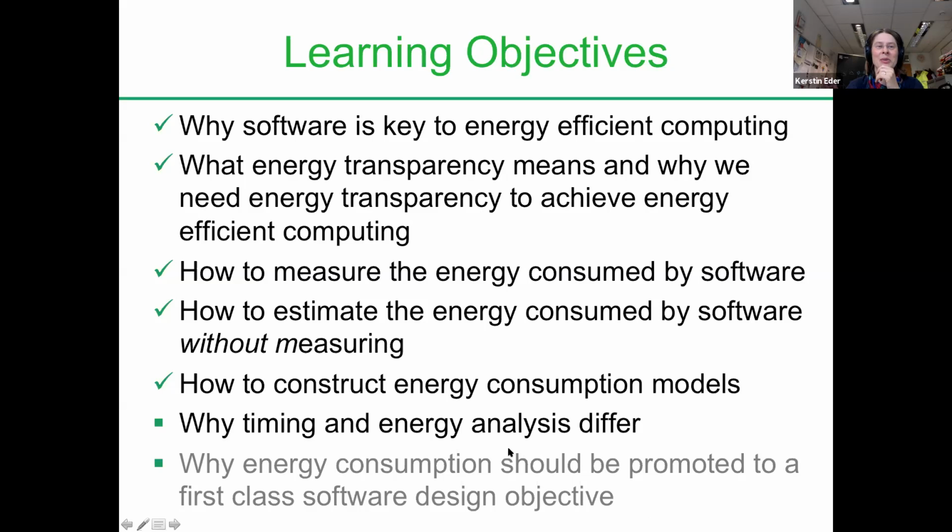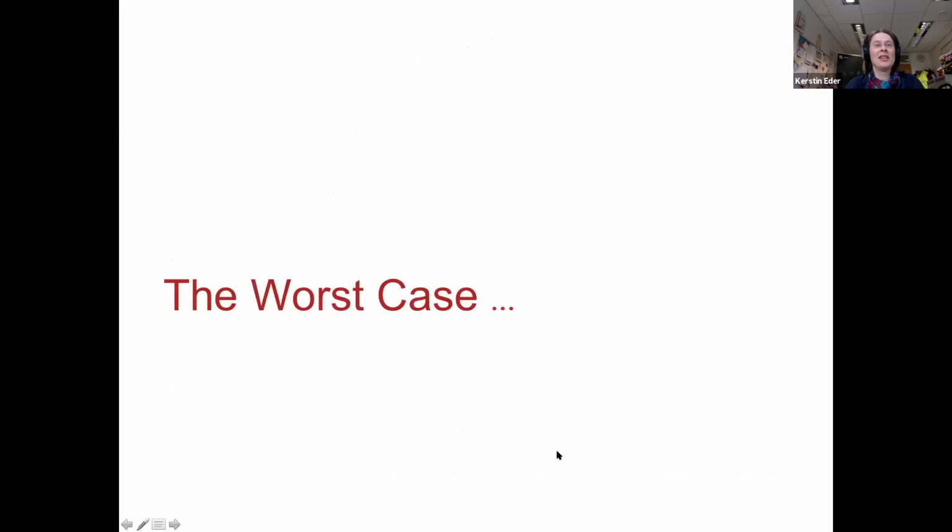Now and next, we need to learn why timing and energy analysis differ. Okay, so here's the bad news. What's the worst case? The worst case is if you get a research paper repeatedly rejected. Would anyone agree with that? Anyone in the chat?